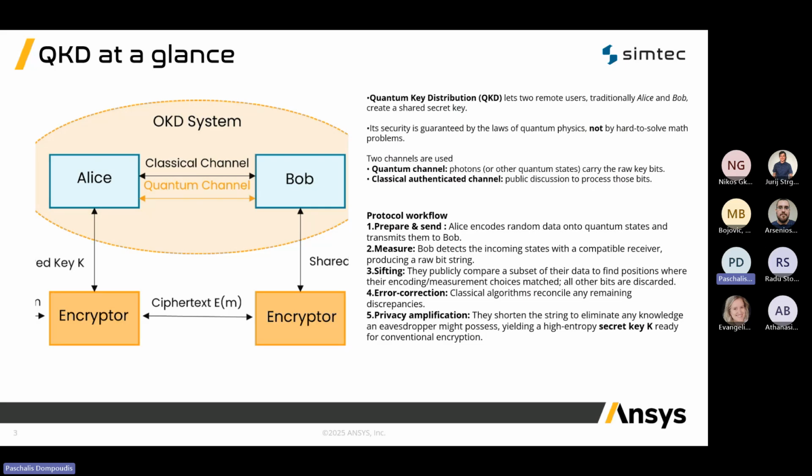And next comes the public chat through the classical channel. They reveal just enough information to spot where their settings matched. All mismatched or uncertain bits get tossed out. This process is called sifting. The strings of bits will still contain a few errors, so they run an error correction protocol to align every bit. And finally, they apply privacy amplification to squeeze out any information an eavesdropper might have learned.